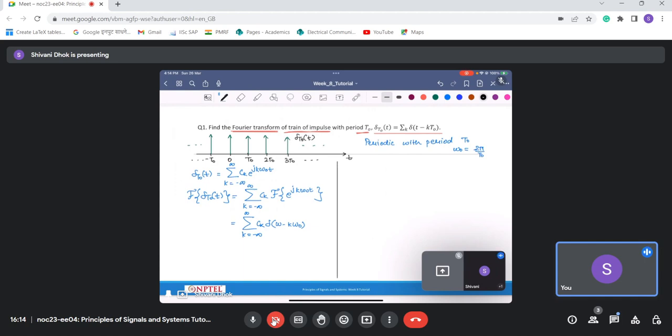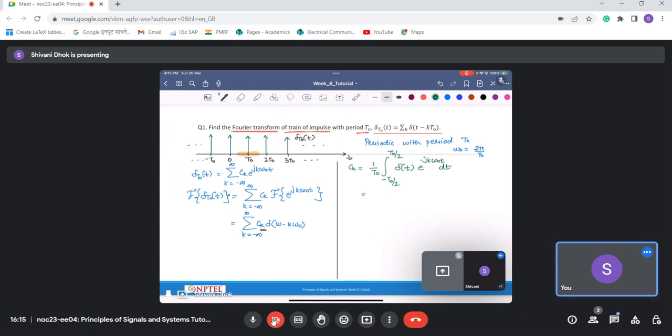Now we know the form of this Fourier transform, and the only unknown that we have is this ck. So this ck can be obtained as 1 over t naught times, let's consider the interval from minus t naught by 2 to t naught by 2. In this duration, this delta t naught of t takes the value delta t, that is the simple unit impulse, into e power minus j k omega naught t dt.